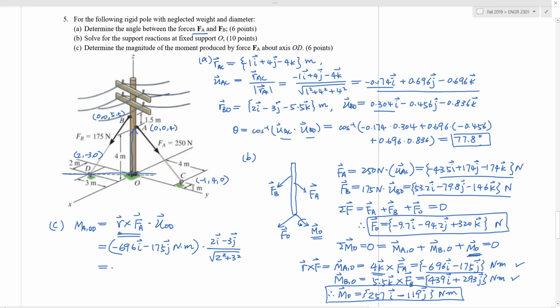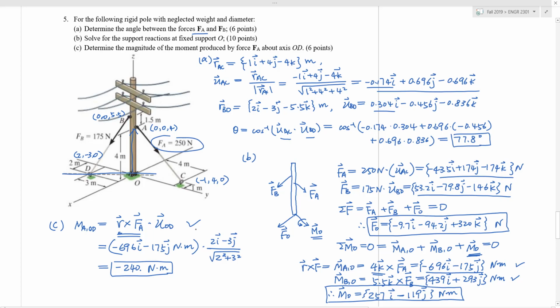And as a result, this is going to be a scalar result of negative 240, to give you 3 significant figures, in the unit of Newton meter. So that's the answer right here. Why negative sign? Negative sign means that the moment created by the force FA about the axis from O to D is going to be a clockwise rotation. Visually, you can tell that it is indeed a clockwise rotation.